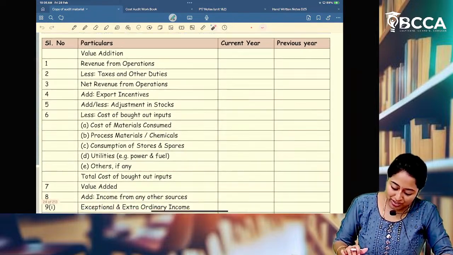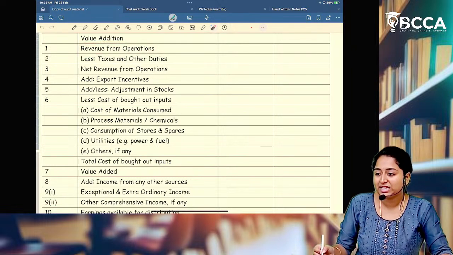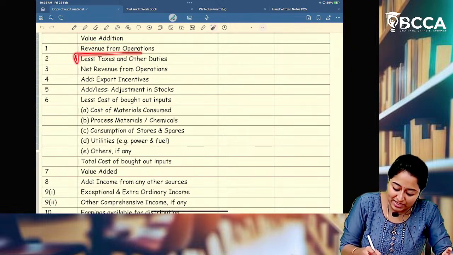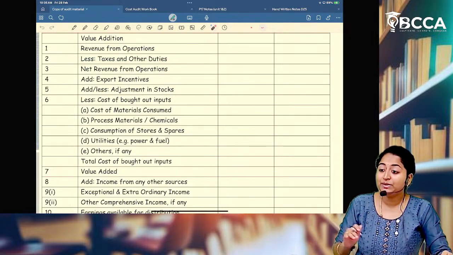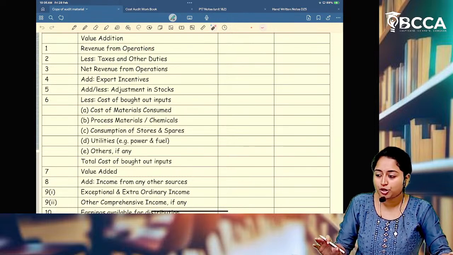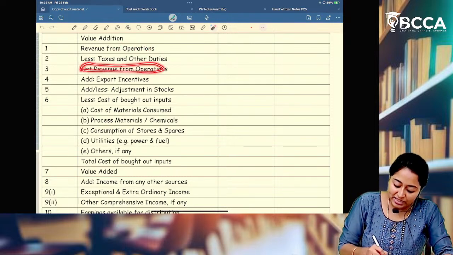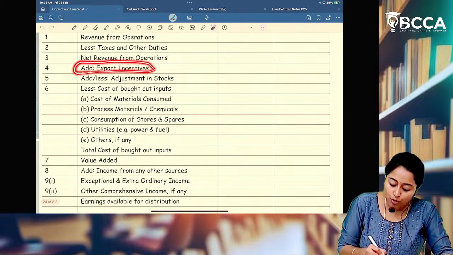Now, how are we going to calculate value addition? First, revenue from operations, which is nothing but sales, we'll take that. After that, less taxes and duties. Whatever taxes and duties are there will be reduced if they are included in the net sales. If not included, we will not. Then we'll get net revenue from operations. After that, we'll add export incentives.